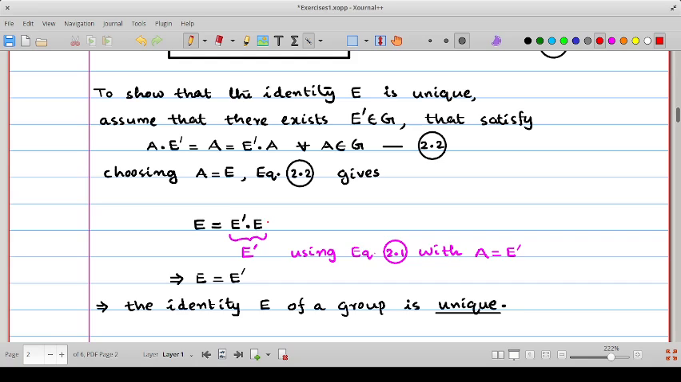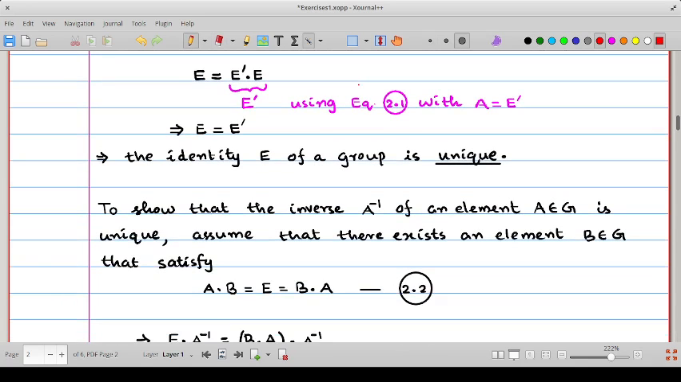But now using the property of the identity that A dot E is equal to A, with A equal to A dash, we have E dash dot E is equal to E dash. So here on the right hand side I have this equal to E dash. On the left hand side I already had E. So this means that E should be equal to E dash. Or in other words, if there exists a second element which also satisfies this property, then it definitely has to be equal to the first identity itself. Or in other words, the identity E of the group is unique.